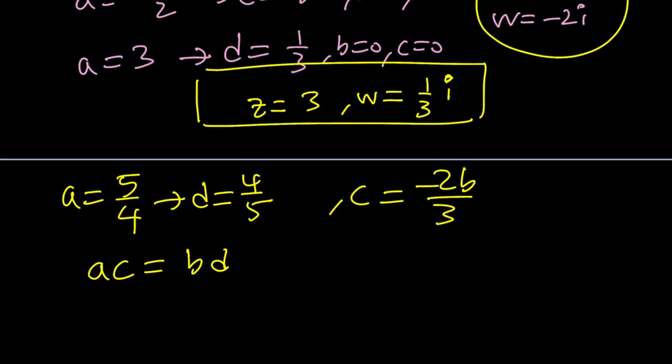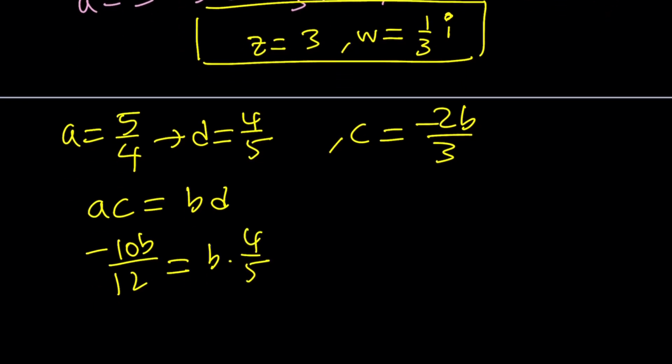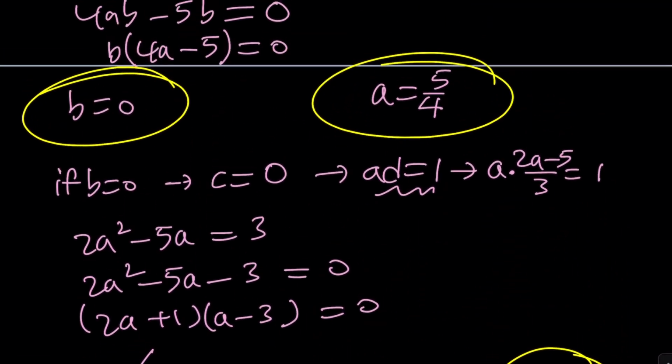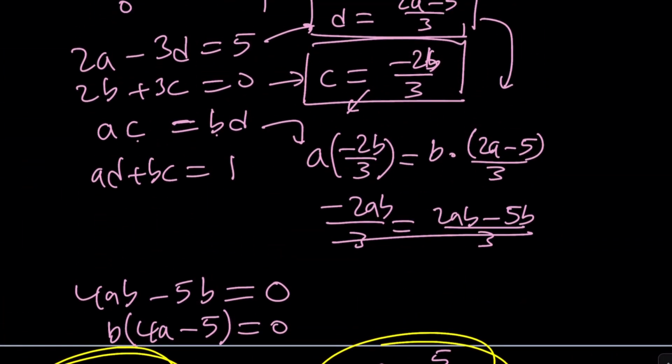Now ac is going to be -10b/12, and bd is going to be b times 4/5. Okay, from here we get something for b. Okay, so here's the problem. From here we get b equals 0, right? If a is equal to 5/4, then b is equal to 0. If b is equal to 0, then I think c should also be 0, right? From this one, ad is equal to 1. Let's see. c is equal to -1/3.